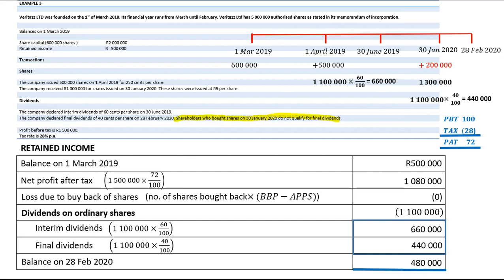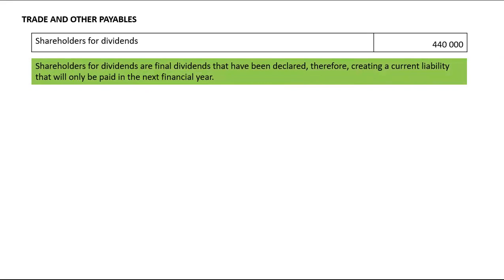Please note that your final dividends, we are going to record them in trade and other payables as shareholders for dividends, and that will be 440,000. Why do we record final dividends here? It is because shareholders for dividends are final dividends that have been declared, but have not yet been paid. Therefore, we are creating a liability that will only be paid in the next financial year. And that's why we include it under trade and other payables, because that is a current liability.